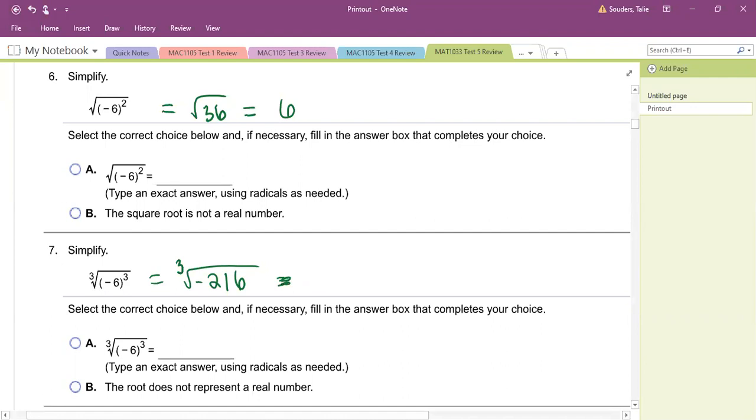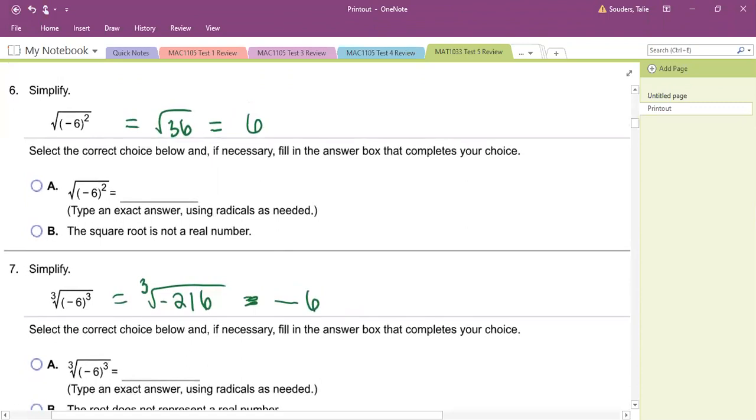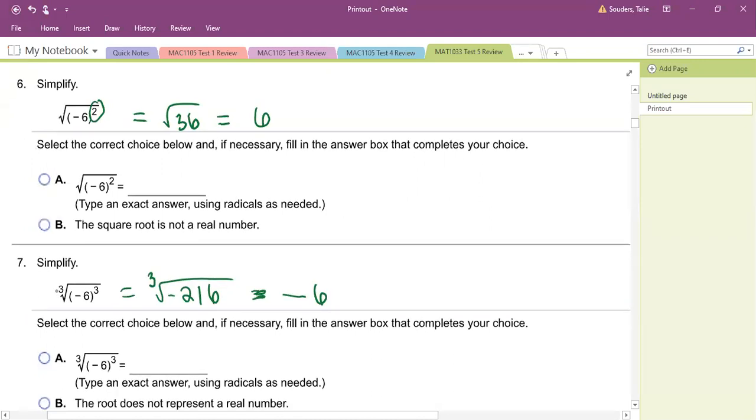And what is the cube root of -216? If you have a calculator, it'll tell you that the answer is -6. The shortcut is, when you do a root of a power, they cancel out and you just get the number. But if it's an even root, like in number 6, where this was an even root and an even power, then you get the absolute value of the number. If it's an odd root, here you had a cube root and a 3rd power, then you get the actual number. You don't get the absolute value of the number.